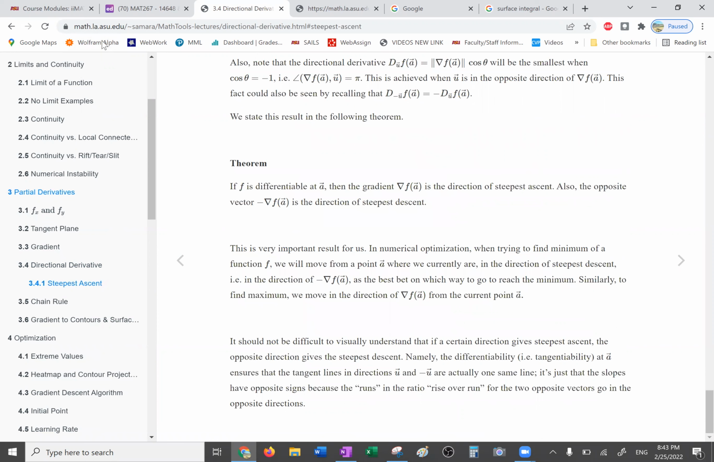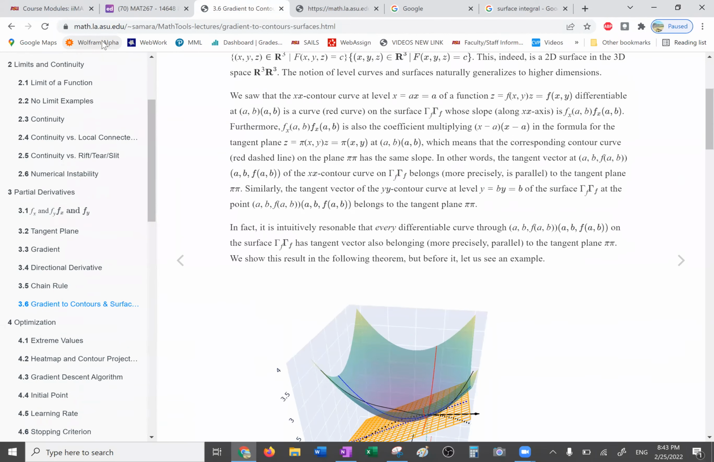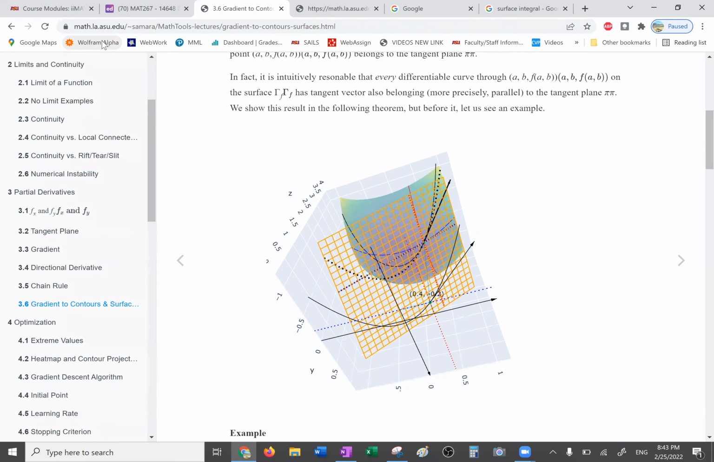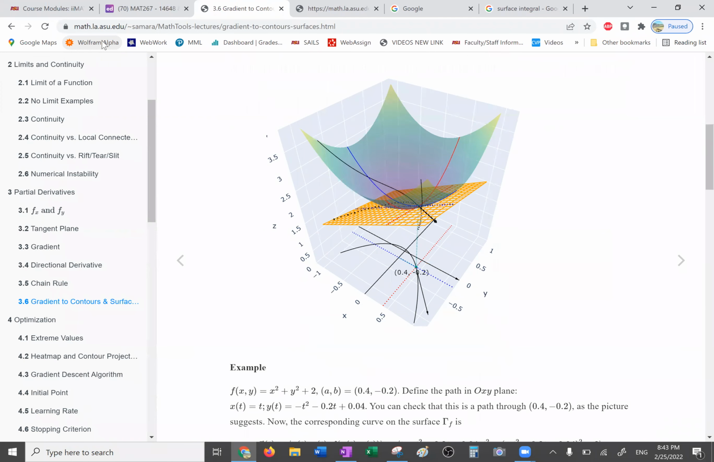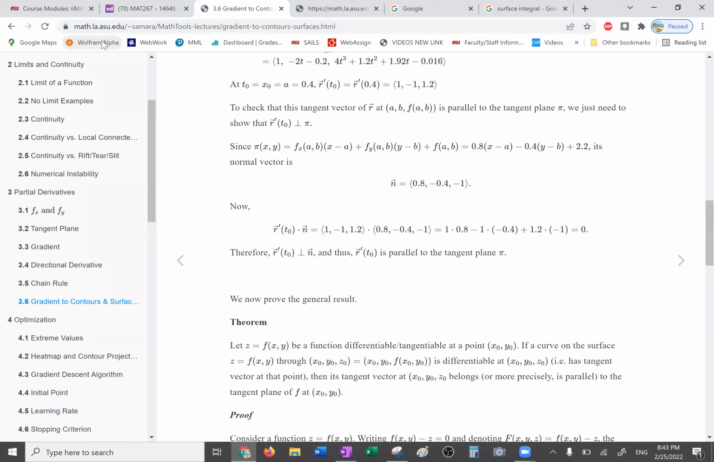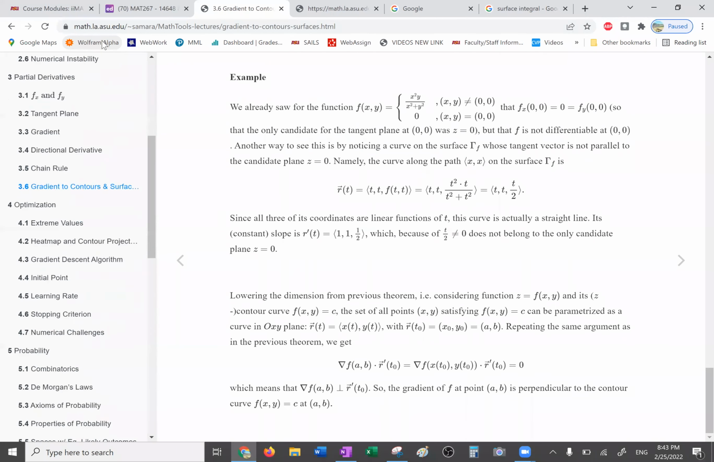Gradient, contour, surfaces. What is the fastest way, I think here, to go down the mountain? That will be steepest descent. And that's what I showed you when you drop the ball, where the ball is going to go. That's from exam 2.